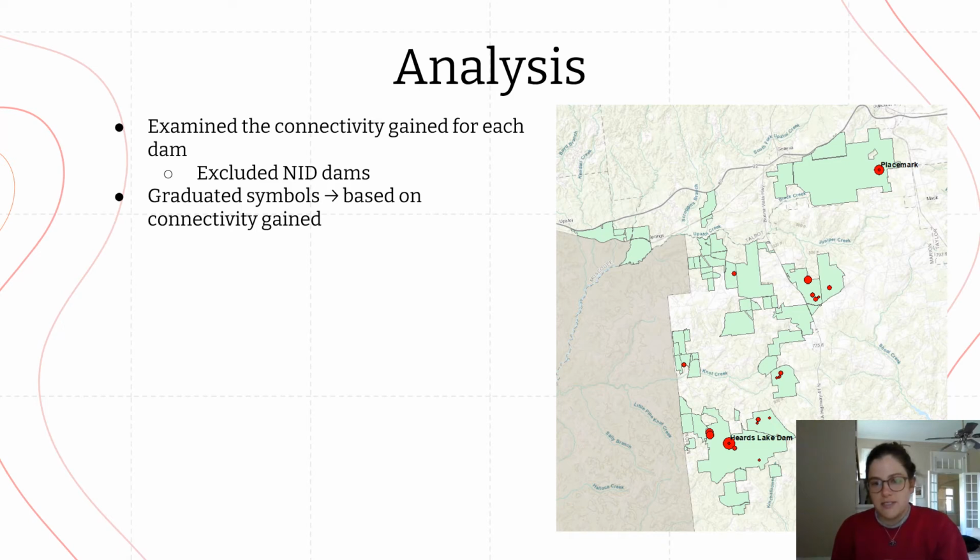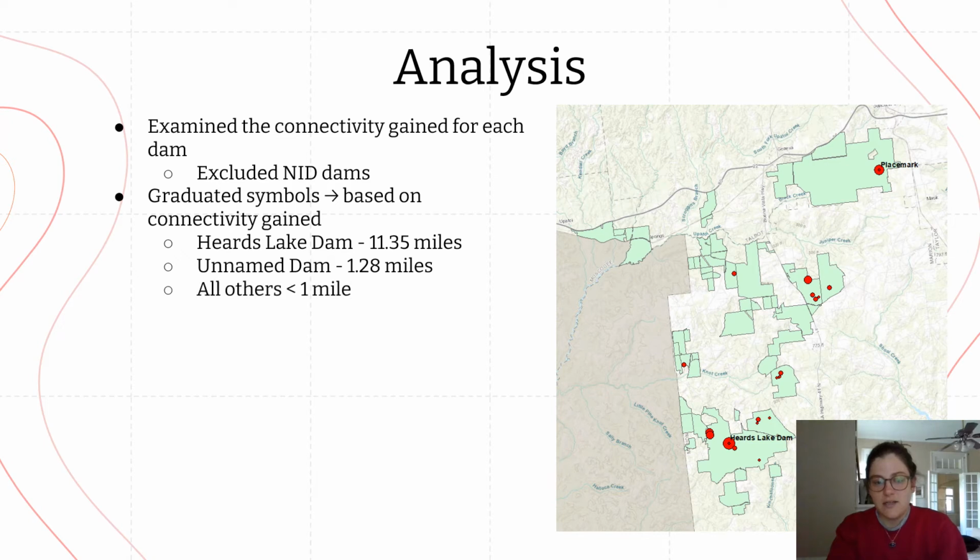So 2 dams stood out as the most connectivity gained. Down here in the bottom, you'll see Herds Lake Dam, and then up at the top, it's an unnamed dam, so they named them all unnamed dams place mark. Herds Lake Dam, if it was removed, would gain a whopping 11.35 miles of connectivity gained. None of the others were anywhere close to that. The next one, that unnamed dam in the top right corner, would gain 1.28 miles. And then all other 18 dams located on the properties would gain less than a mile of connectivity.